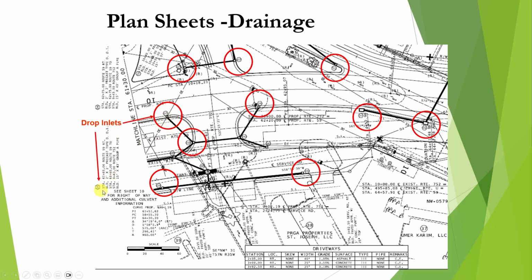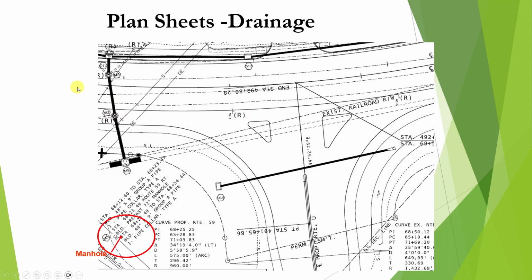And if you look at D5, you'll see the notes off on the side. It'll tell you what it is, a precast type D drop inlet, and it usually tells you what type of pipe and all kinds of information on that. So this is what the drop inlets look like. You'll see them all over the place. And then we have more information on drainage.